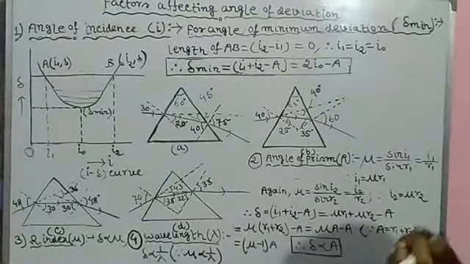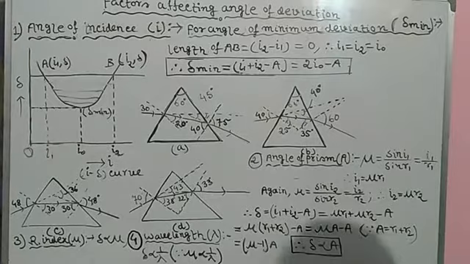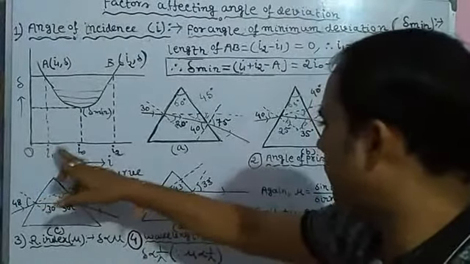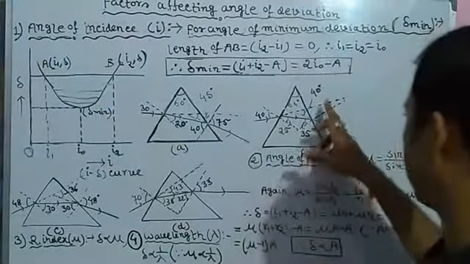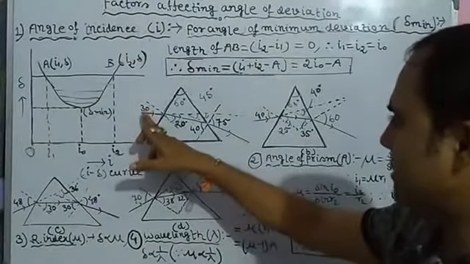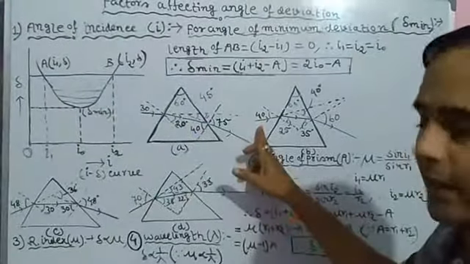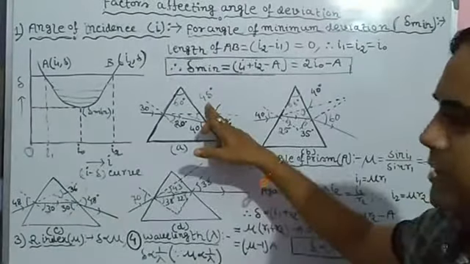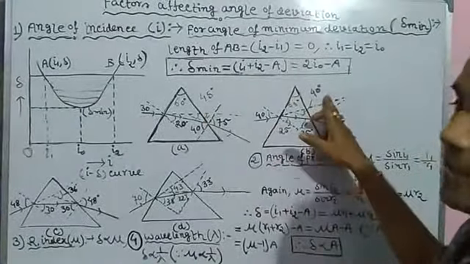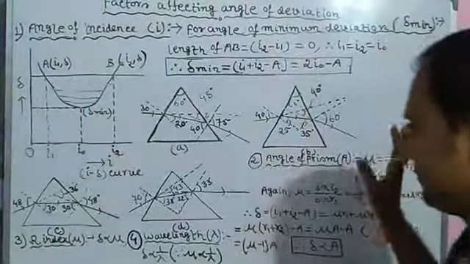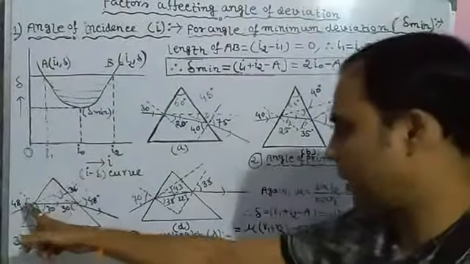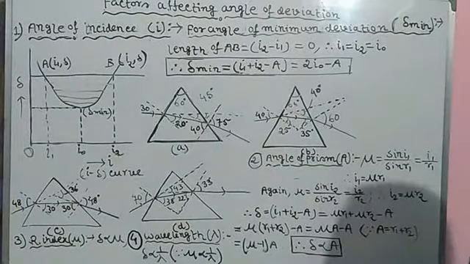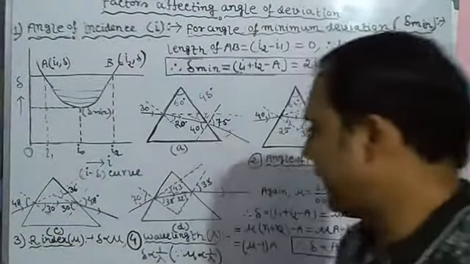Which clearly supports the graph: with the increase of angle of incidence, deviation decreases. Look at the deviation. The angle of incidence was 30 degree, now it has been increased. Previously the deviation was 45 degree, now the deviation is 40 degree, decreasing. Again, in the next case we will further increase the angle of incidence.